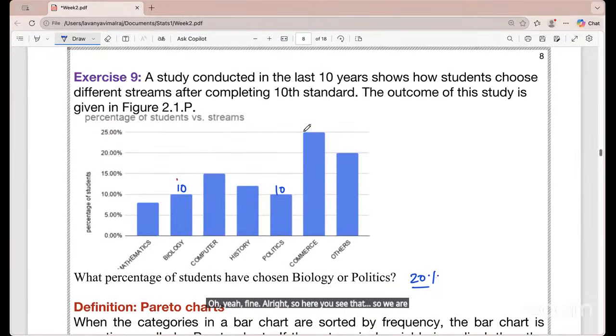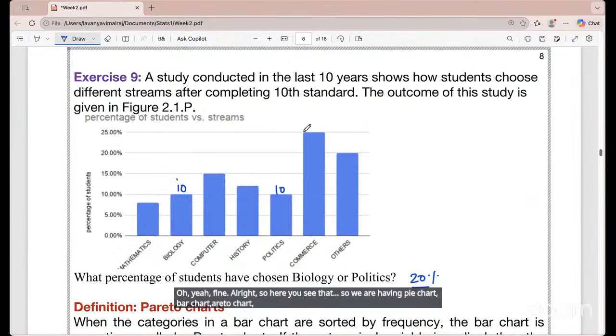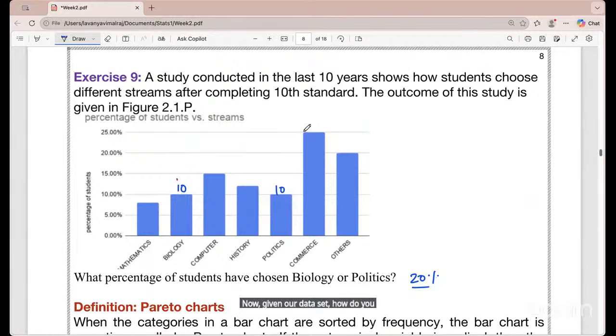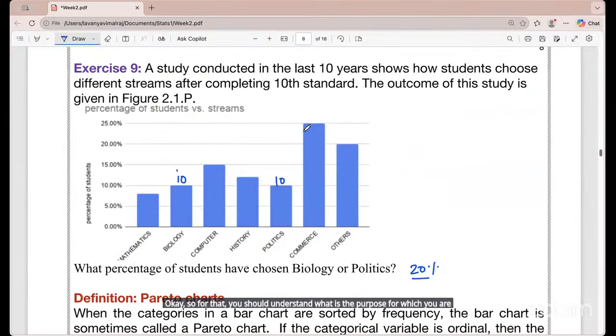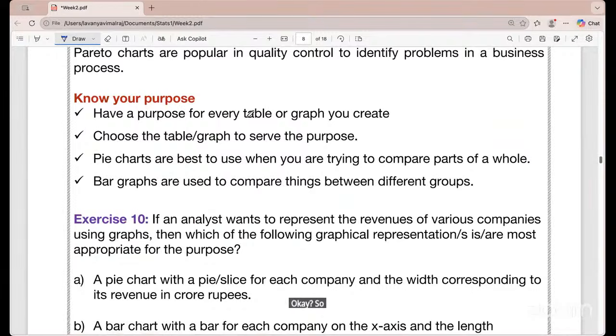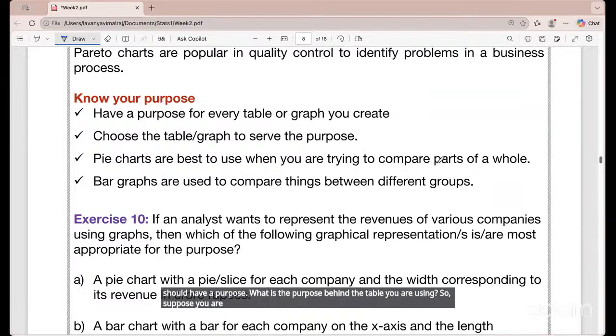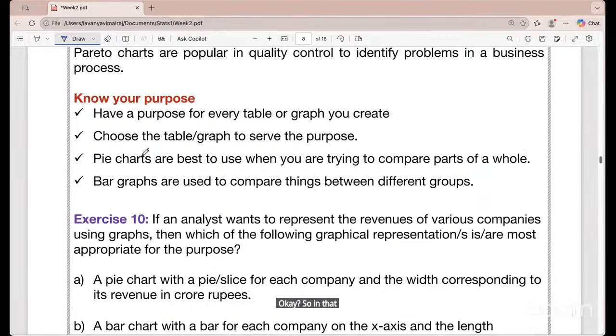So we have pie chart, bar chart, Pareto chart. All of them are representing categorical variables. Now, given our data set, how do you identify which graph you should be using? For that, you should understand the purpose for which you are using the graph. Every table or graph should have a purpose. Suppose you are going to compare parts of a whole, as I mentioned earlier. In that case, pie charts are best, and bar graphs are used to compare things between different groups.